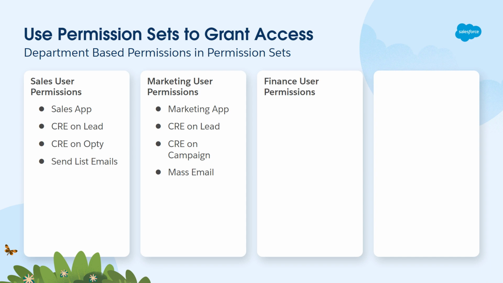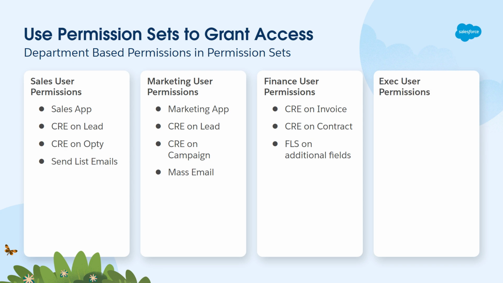So then finance. We've got CRE on invoice, on contract, and maybe you've got some field level security on some additional fields. There's a credit card number field that only finance can access, so we put that on that permission set. And finally on this screen, exec users. They would have read on invoice, on contract, they get to schedule reports. So you can see again a mixture of object access and system permissions.